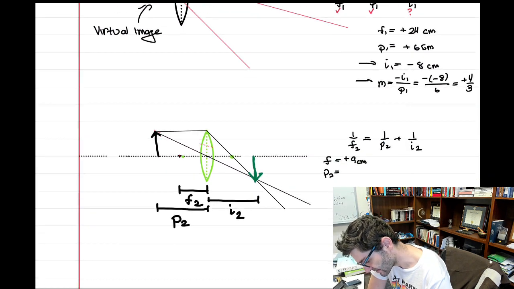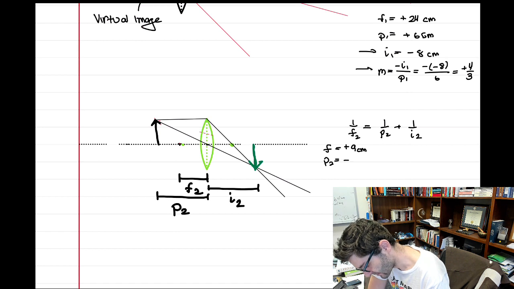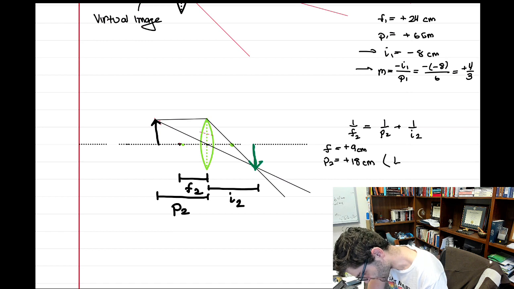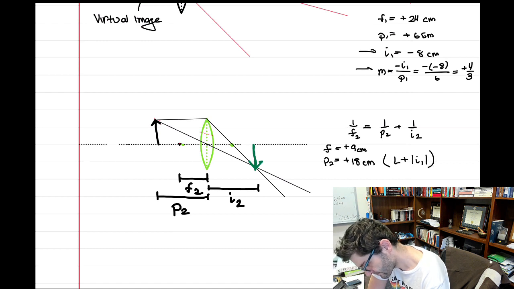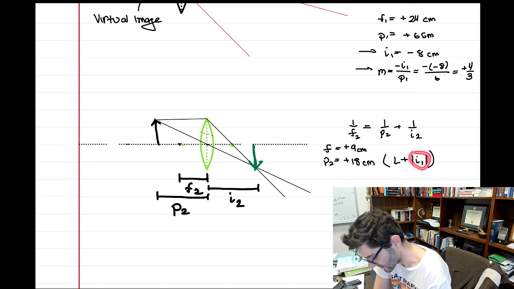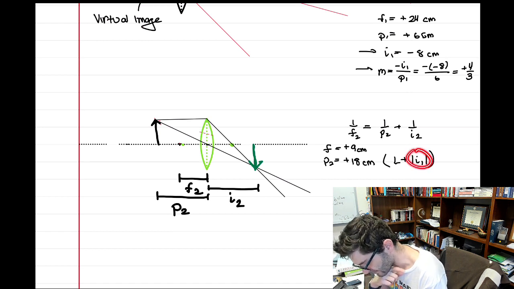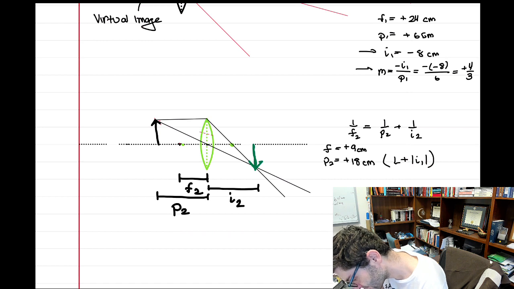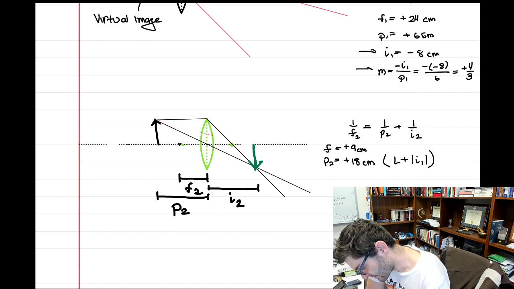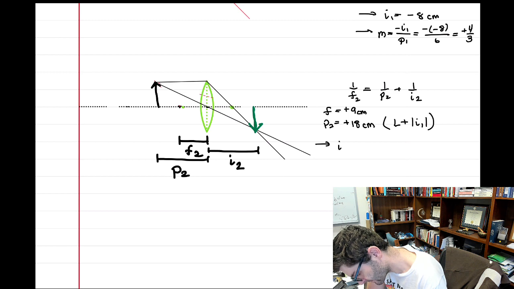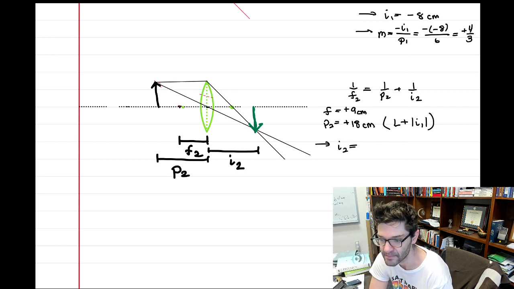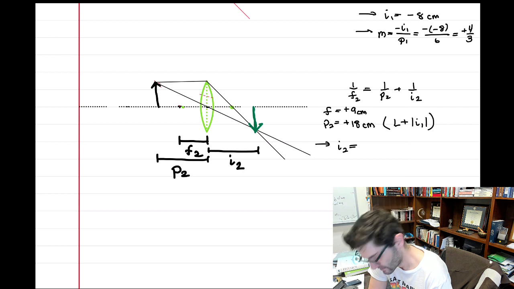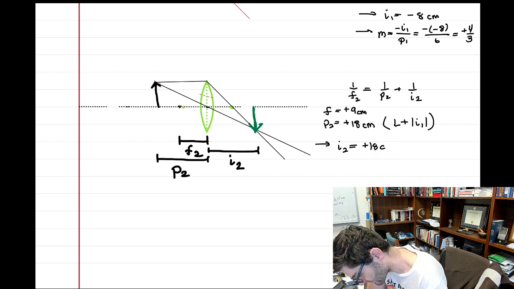So in this case, P2 is, by convention, always a positive number, but then it's 18 centimeters. Right? So it's this, what I call L, plus the absolute magnitude of I1. It is the distance between the lenses and then the location of the previous image, which we then take to be the object for the second lens. And then, plug and chug, we get that I2 in this case turns out to be plus 18 centimeters as well.